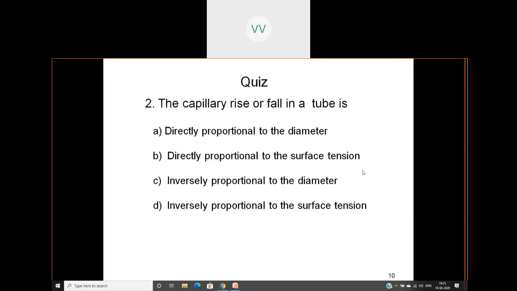So let us see the answer. Both B and C is the last option. So the option is B and C as per the formula which we have seen. So the answer is both B and C.